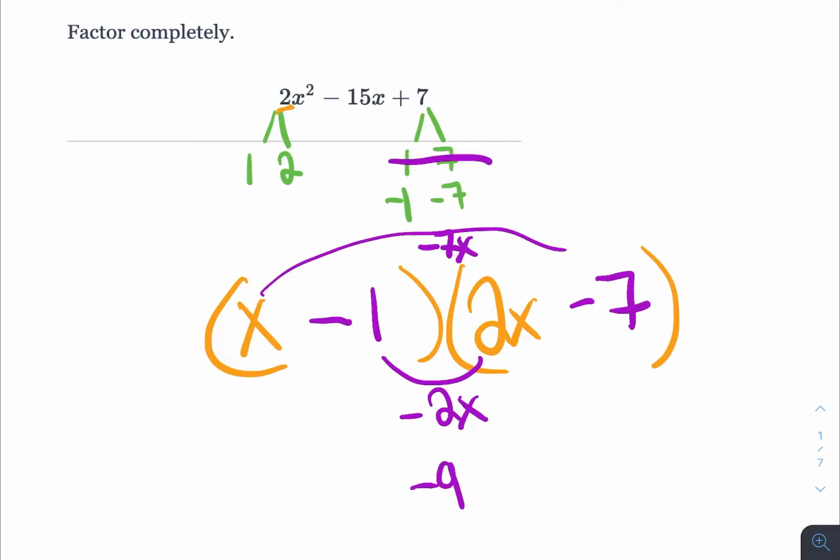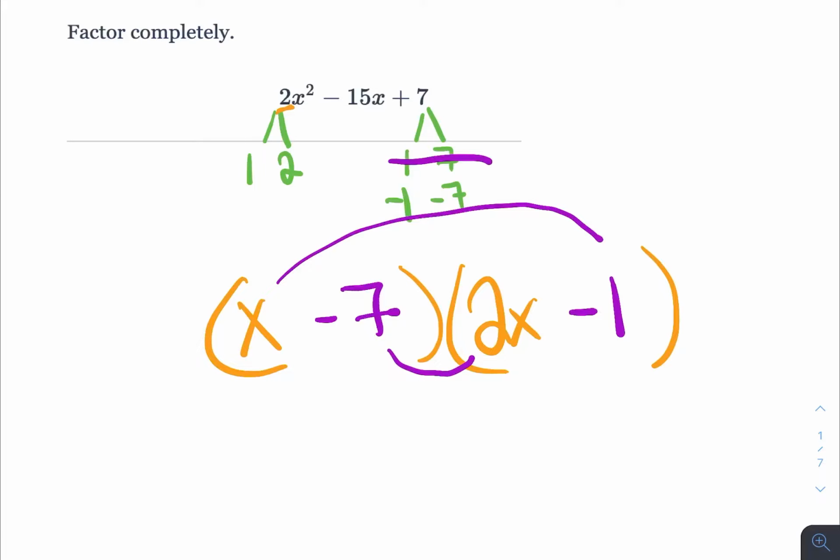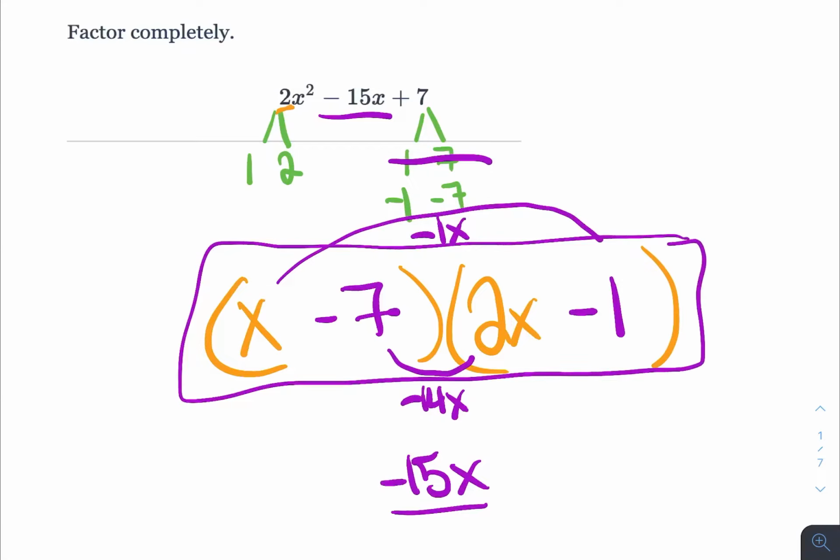The one thing we can do is change where our -1 and our -7 are. So I'm going to try that one more time here, but I'm going to put the -7 there, -1 here. Now if I take my outsides, my insides, I get -1x and -14x. If we add those together, we get -15x, which is what we're trying to find. So these are our two factors, x minus 7 and 2x minus 1.